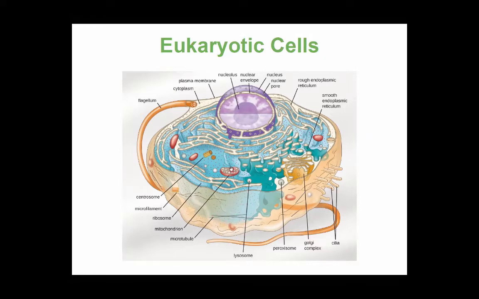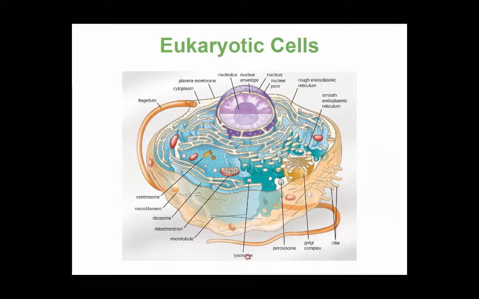You have structures called mitochondria. Mitochondrion is singular, mitochondria are plural. So these mitochondria are organelles where food is burned and energy is released. So mitochondria provide cells with ATP, energy for the cell.